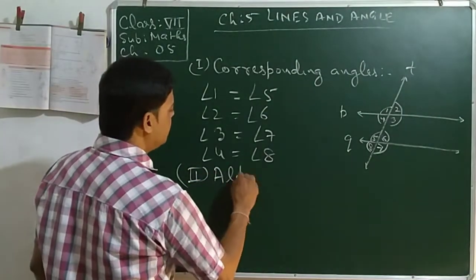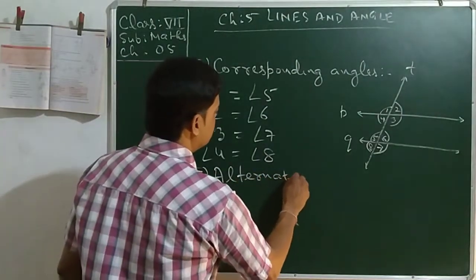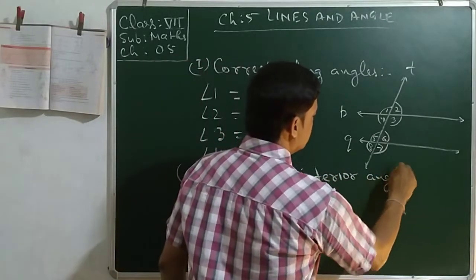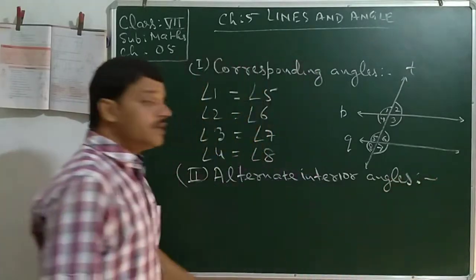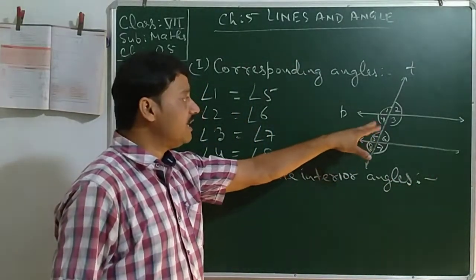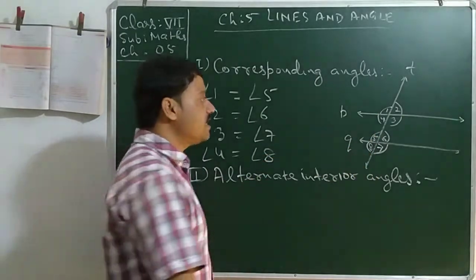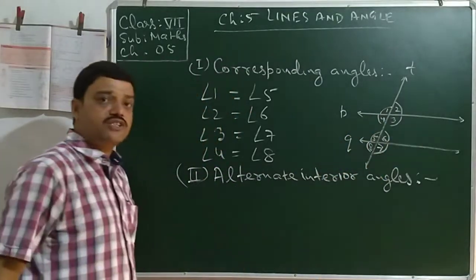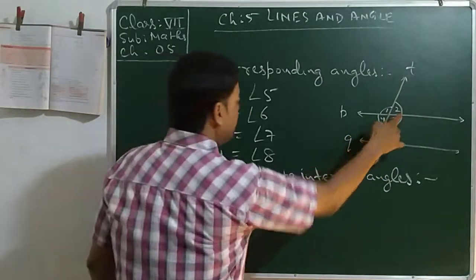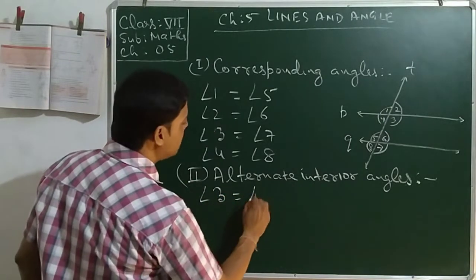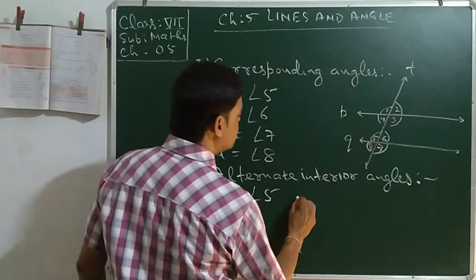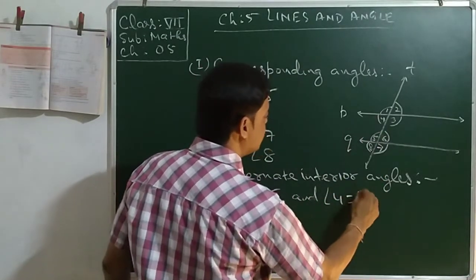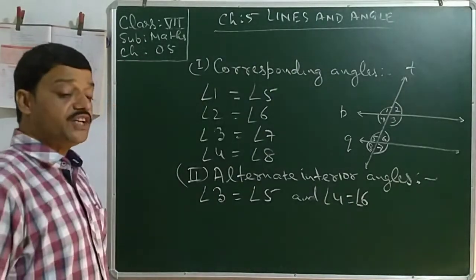Similarly, we will get here alternate interior angles. The interior angles means the angles lying between both of the parallel lines, and alternate means one lying this side and one lying that side. That means we can say angle 3 and angle 5 are also equal. And similarly we can say angle 4 is equal to angle 6. These are known as alternate interior angles.